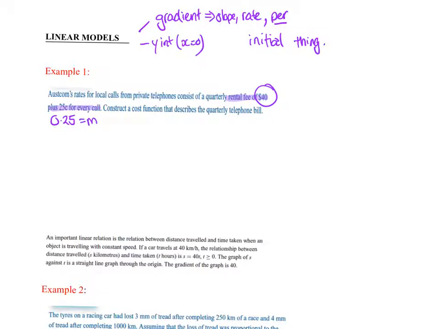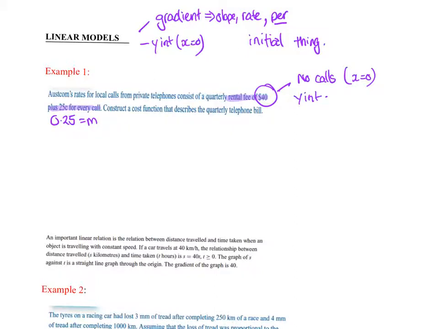And this is the one-off fee. So even if you don't make any calls, so no calls, could you say x equals 0? Yes? I've got to pay $40. So what's that $40? Yeah, so that $40 is the y-intercept.